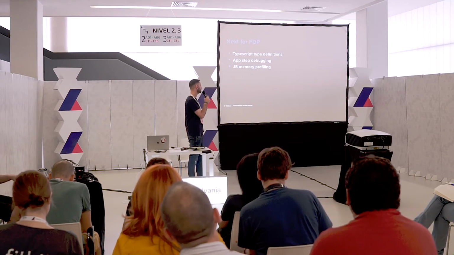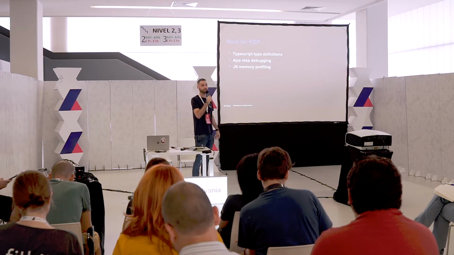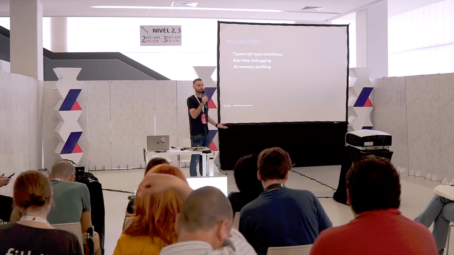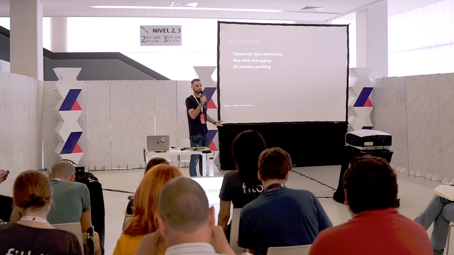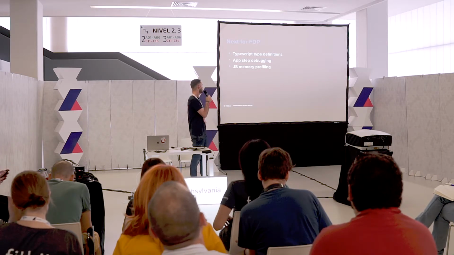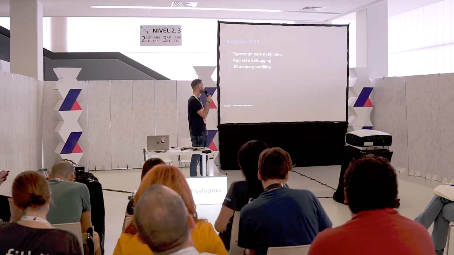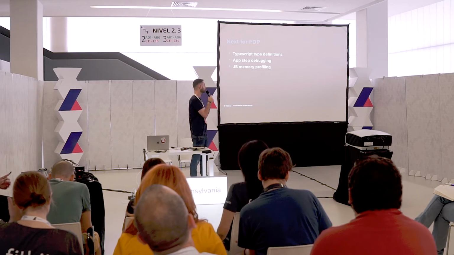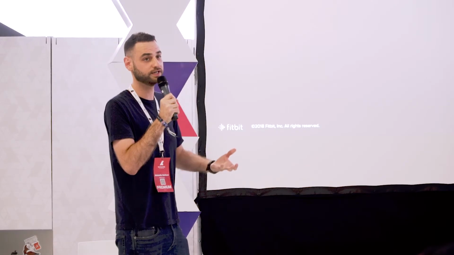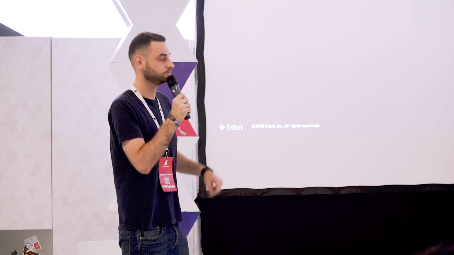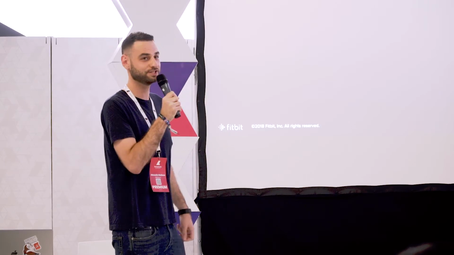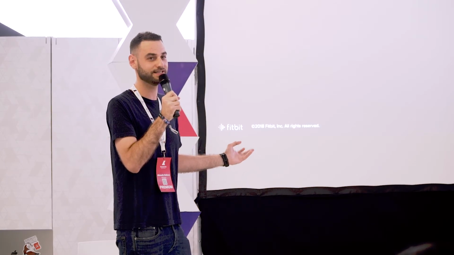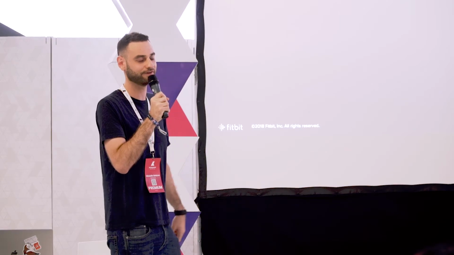We want to implement app step debugging based on the protocol that Chrome or Node.js lets you debug things with. And we also want to provide JS memory profiling, which is something we already have, but we have to expose it in a prettier way, because if we're just going to send a JSON object, it's not going to provide you a lot of value.